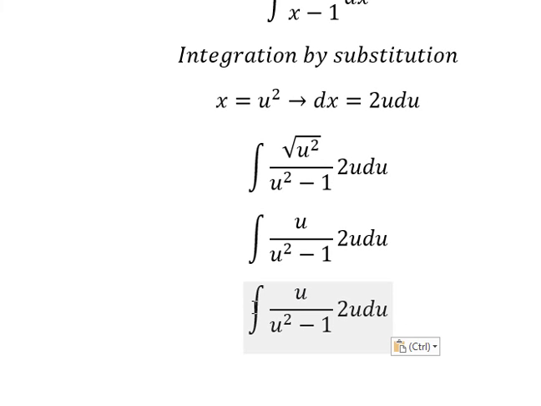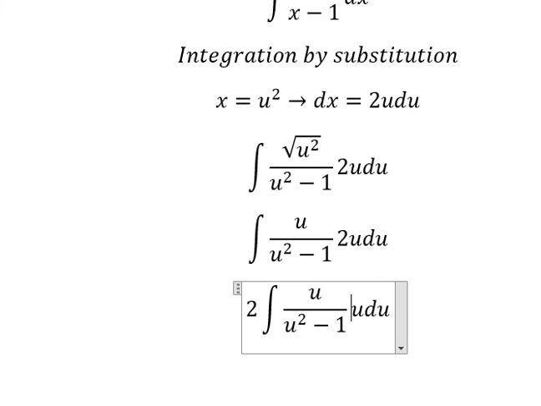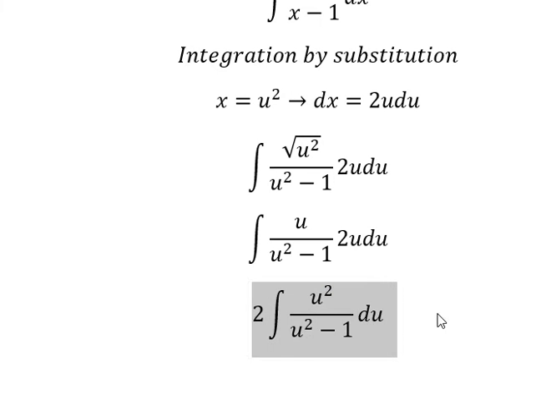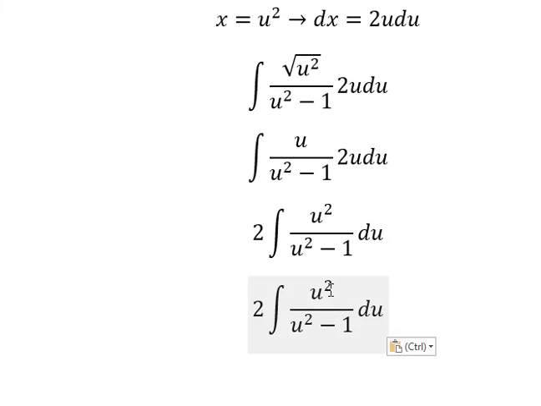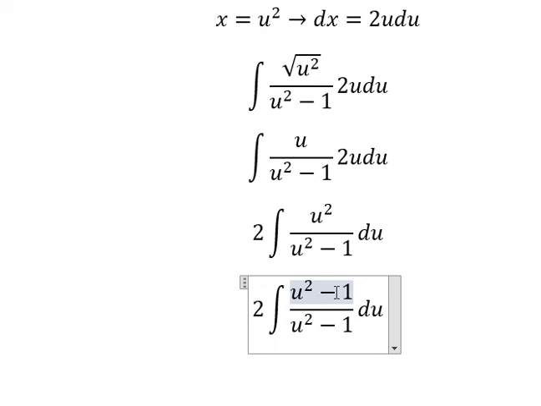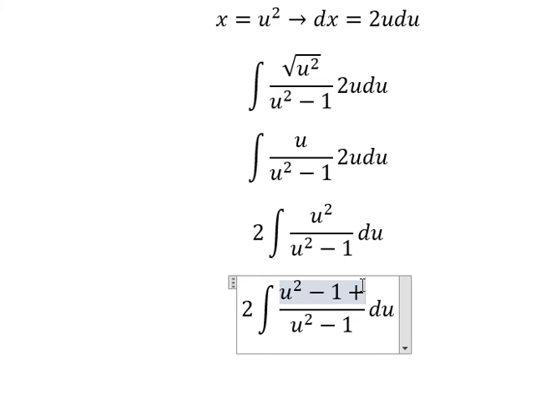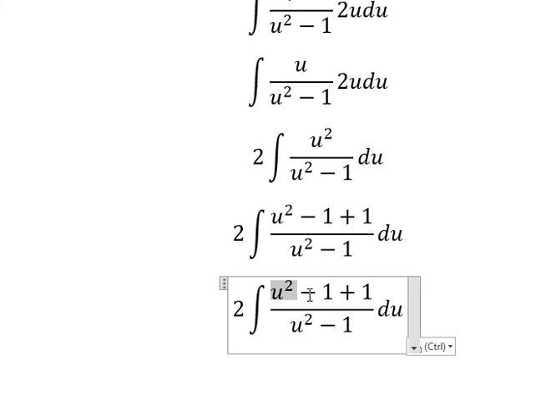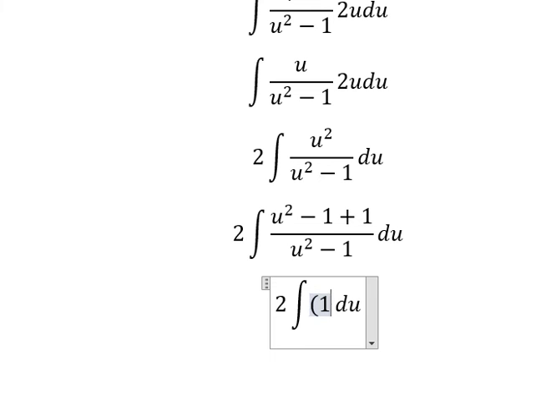Number 2 we put outside. U and u, we get u squared. Next, I will put negative number 1 in here. That means we need to put positive number 1, because I want to create this one divided by this one. This one divided by this one, you get 1.